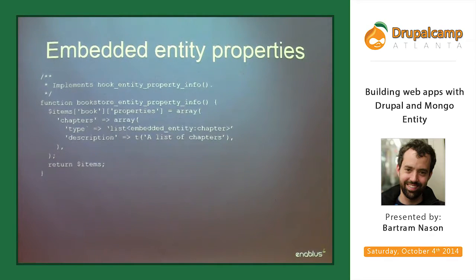You can also create embedded entity properties, and you can create array properties that are lists of embedded entities. So the trick here is using this embedded entity prefix on your type to differentiate it from a reference to an entity. To tell that it's an embedded entity, you need to say embedded entity, colon, and then what the entity type name is.